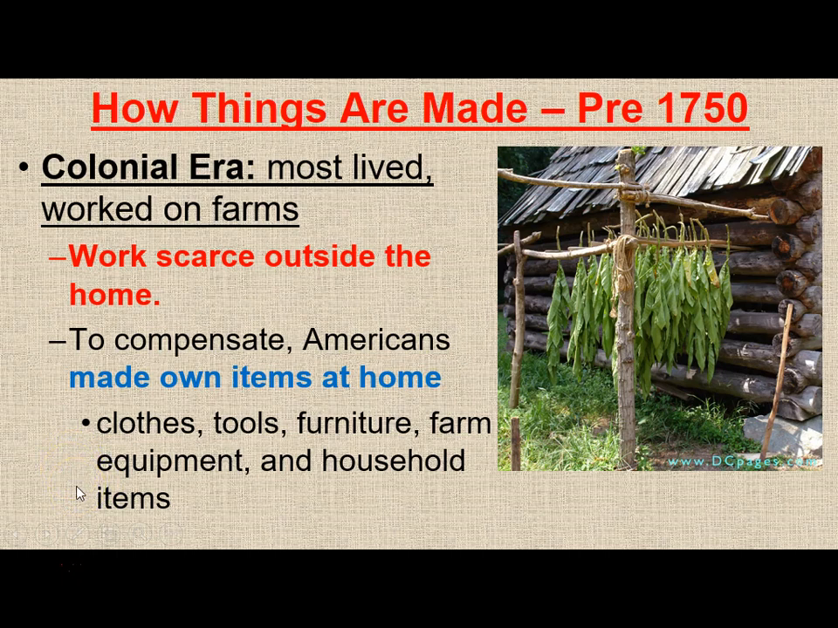We're an agrarian society. Remember that work is pretty much done in that agrarian system and also inside the home. Work is scarce outside the home to compensate. Americans just basically make their own things at home. And most people do in the world, but there's a transition going on here with our age of exploration and the establishment of colonies.